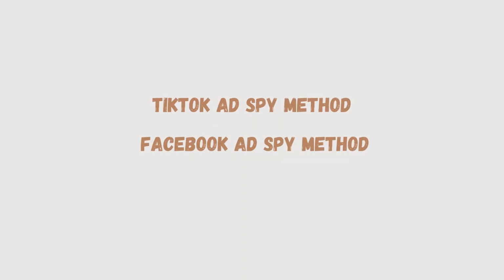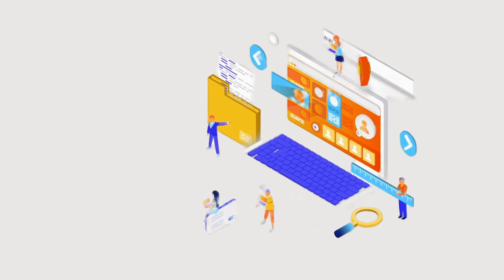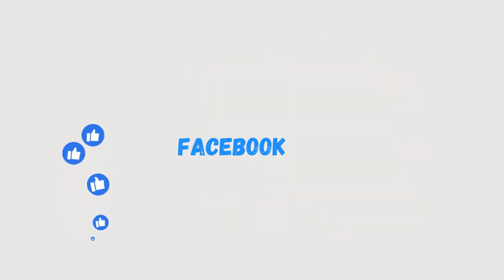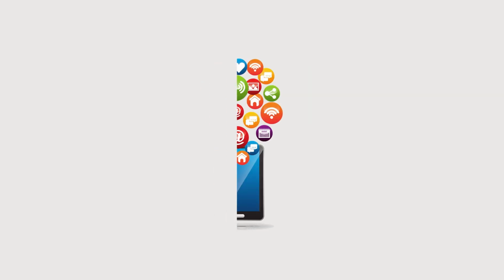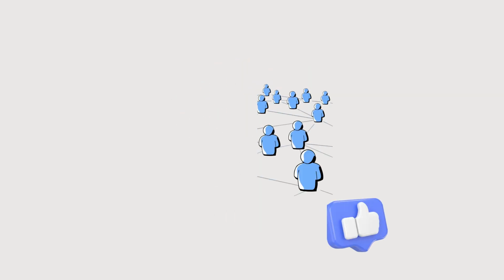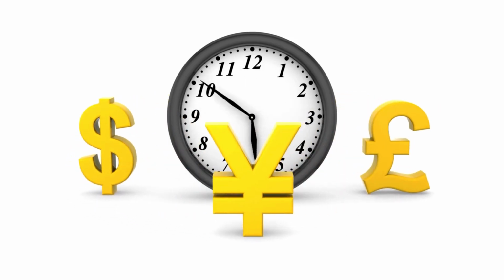Now on to method number 3, the paid ad spy method. This is basically the same method as the first 2, but now we use services like adspy.com, Mania, or other tools that automatically show us new winning products every single day. So these tools basically look at the active ads on Facebook, TikTok, Snapchat, or Pinterest, and then look at the ones that are performing the best in terms of views, shares, likes, and comments. This allows us to save tons of time finding all the ads ourselves and analyzing their performance.